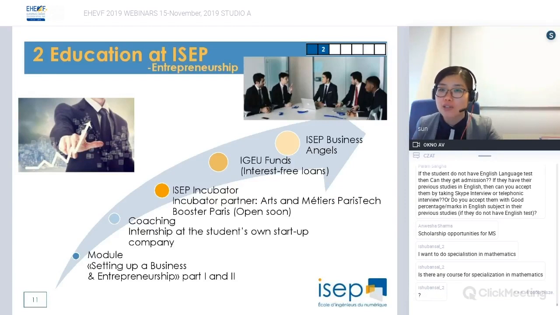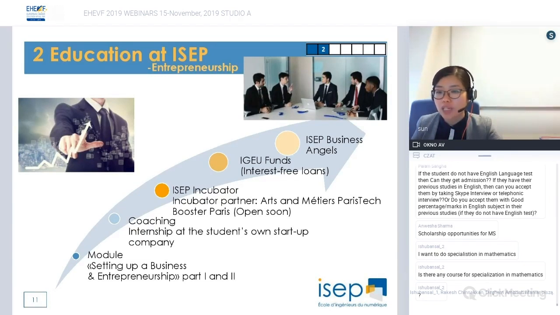Our school always encourages our students to have an entrepreneurship spirit. So that's why we encourage our students to launch their own project if they have really good ideas. We provide two funds. One is an interest-free loan from the government, called IGEU funds. And we have ESET business angels for excellent-idea students who need financial aid.